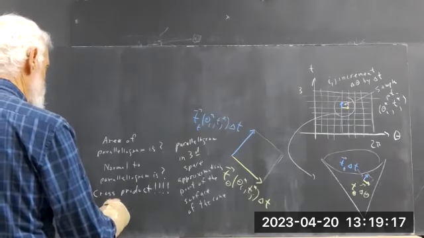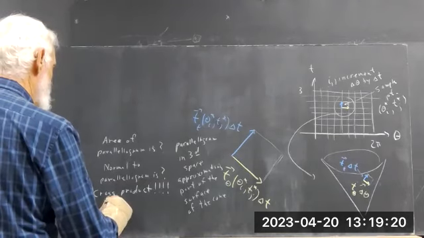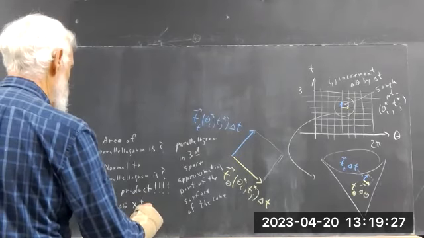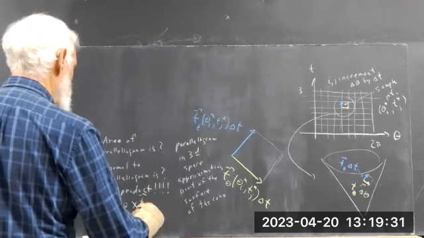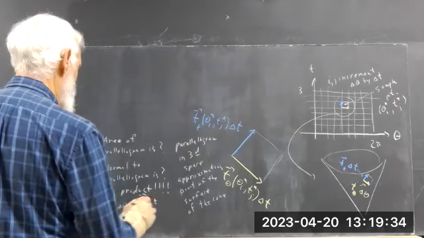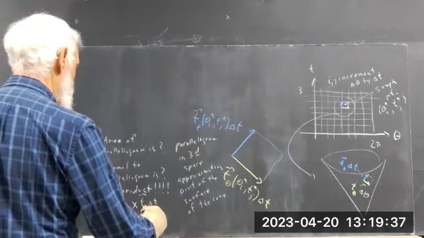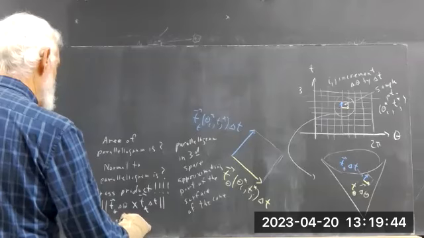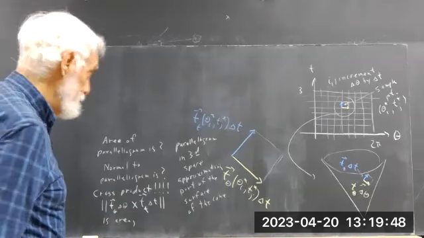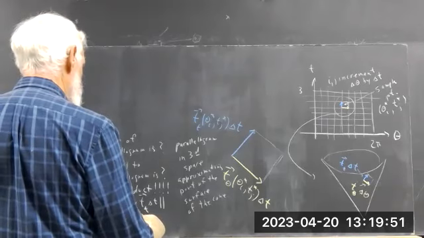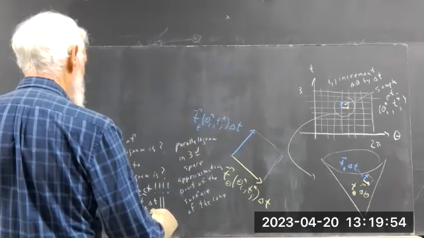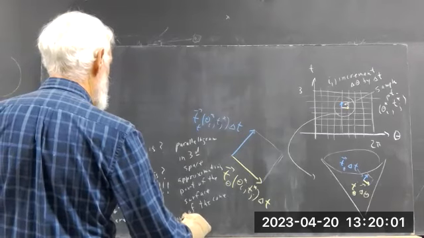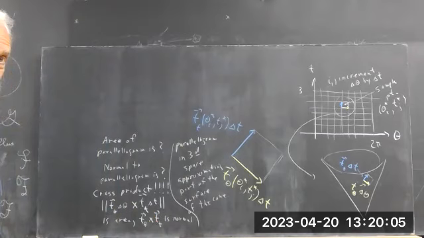The magnitude. That's the area. And we say the cross product of T is normal.